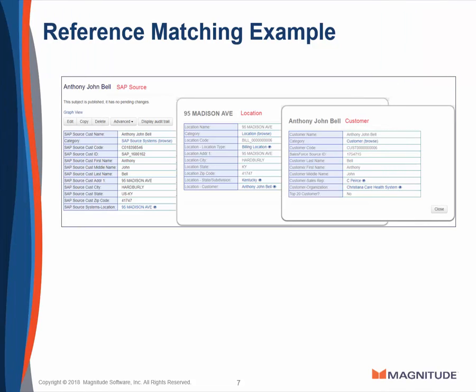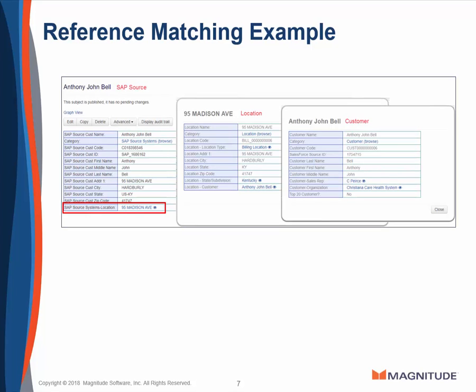Just to wrap up, I want to show you a specific subject and its specific references. Remember Anthony Bell? His SAP source system record was matched to the 95 Madison Avenue location based on the 3 rules we defined in the match definition: first and last names from the customer category, and zip code from the location category. Here you can see all 3 records and how they're related.